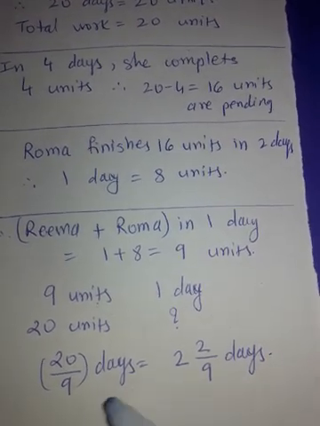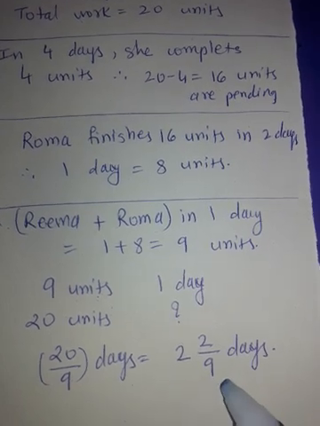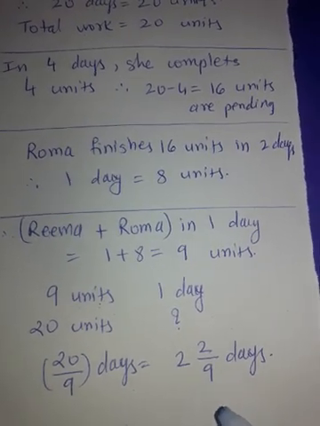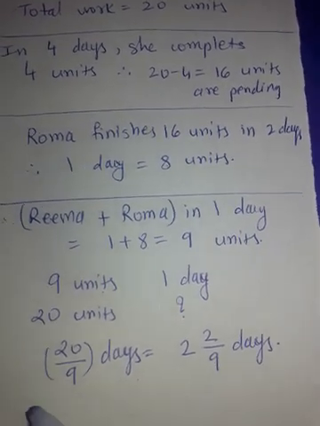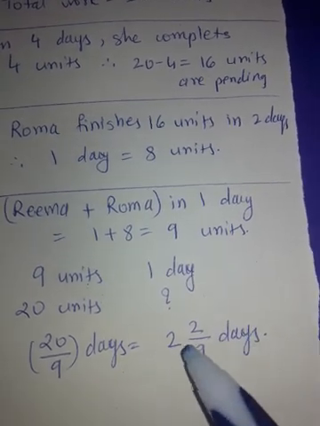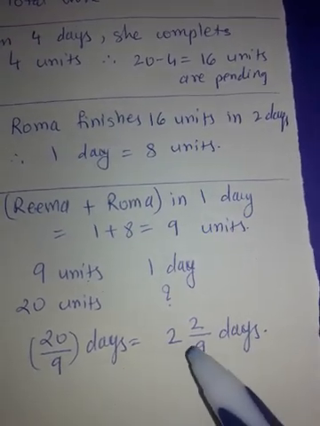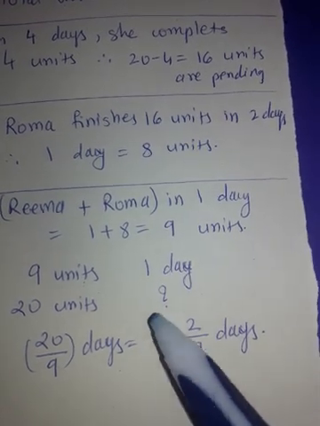In these conversions also you should be very fast. If you are not able to convert, please watch my earlier videos. In the initial videos I have covered these conversions also, because many times the answers are given in mixed number forms. So you must know that 20 upon 9 is the same as 2 2/9. So your answer is this.